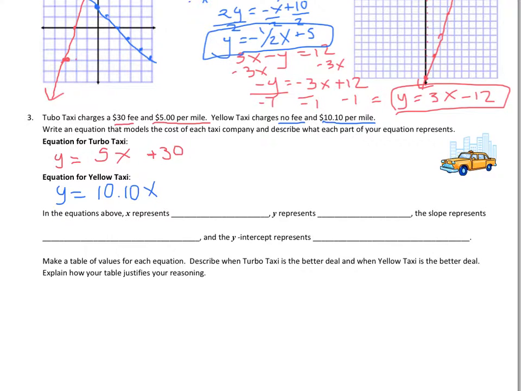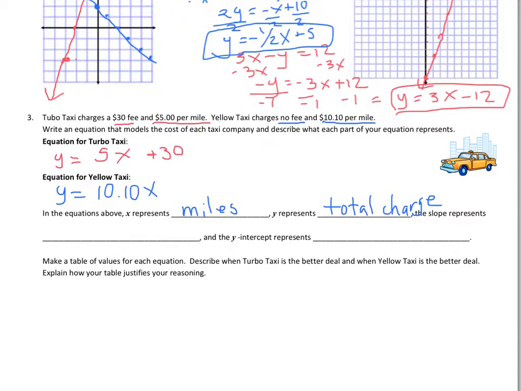Then it asks, in the equations above, x represents what? If $5 is the charge per mile, x must represent the miles. And y represents our total. The slope is going to represent what? How much it costs per mile. And the y-intercept represents any sort of starting fee.